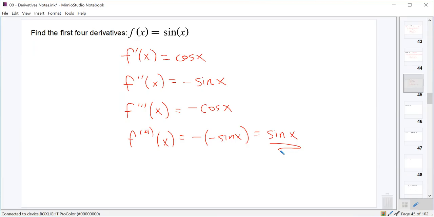And we could go through and say, well, the fifth derivative must be cosine, the sixth must be negative sine, the seventh negative cosine, and the eighth would be back to sine. So any multiple of 4 on a derivative of sine is just going to go right back to sine of x. If I asked you for the 100th derivative of sine, well, since 100 is a multiple of 4, it must be sine x.